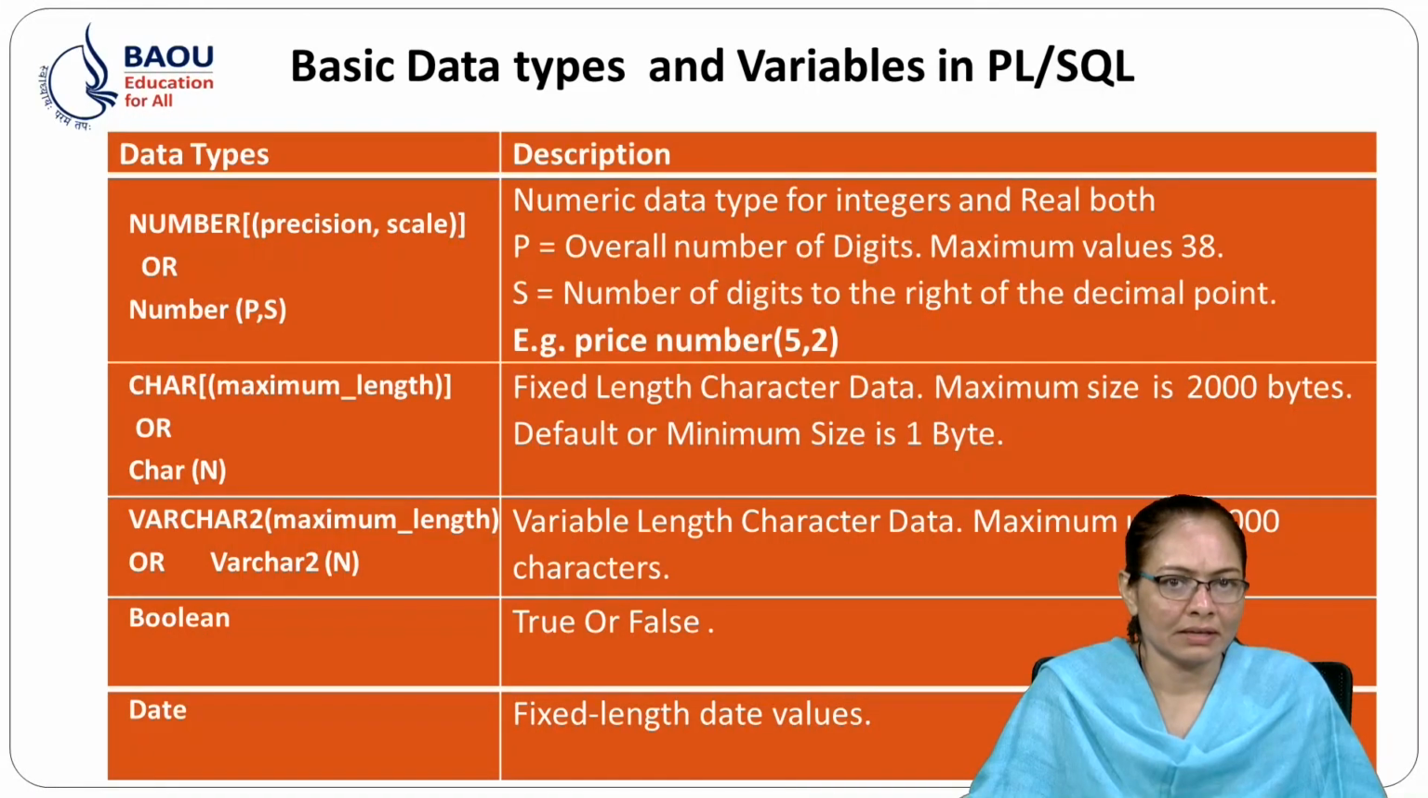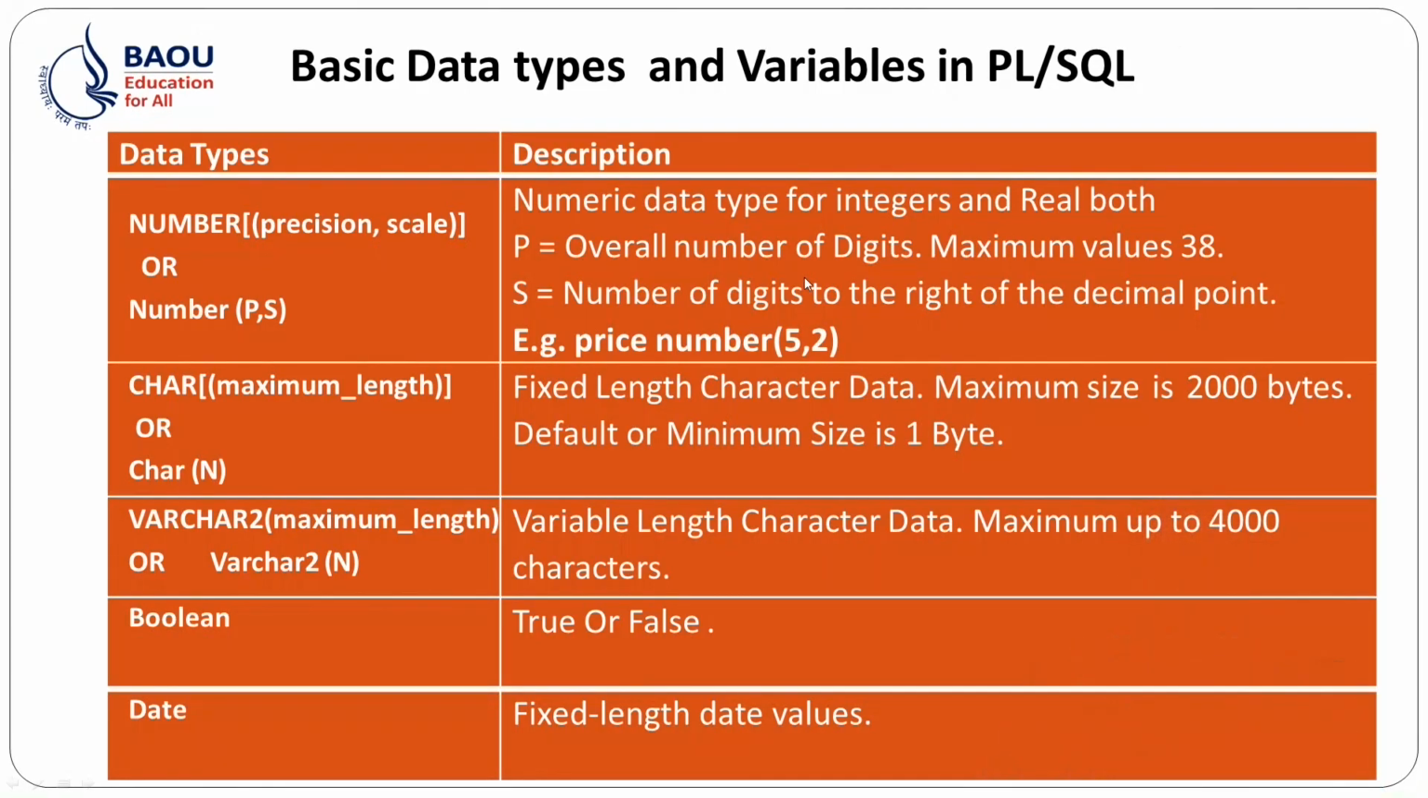It can be virtually any size. We can specify the precision, which is the total number of digits, and the scale, which determines where the rounding occurs. P means the overall number of digits, with a maximum value of 38, and scale means the number of digits to the right of the decimal point. For example, price is the variable name and its data type is number(5,2). In the bracket, 5 means a total of 5 digits, and 2 digits after the decimal point. The largest number we can store here is 999.99.